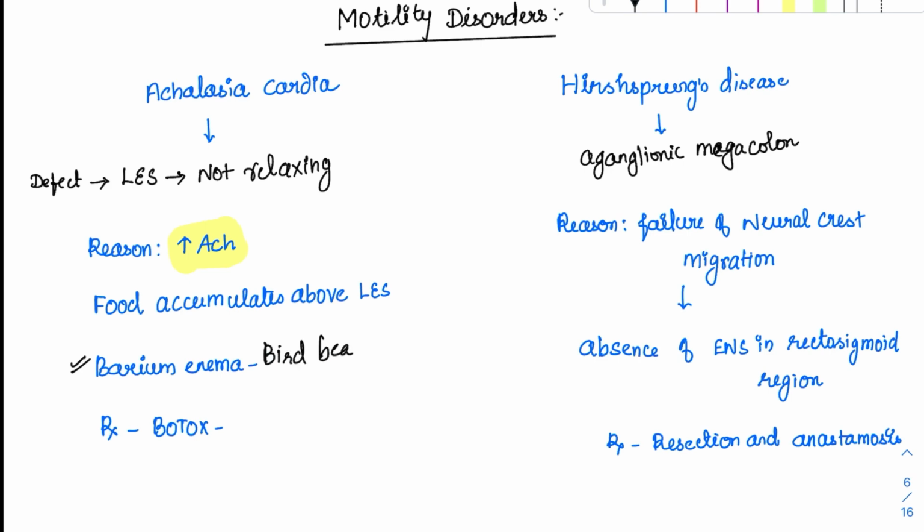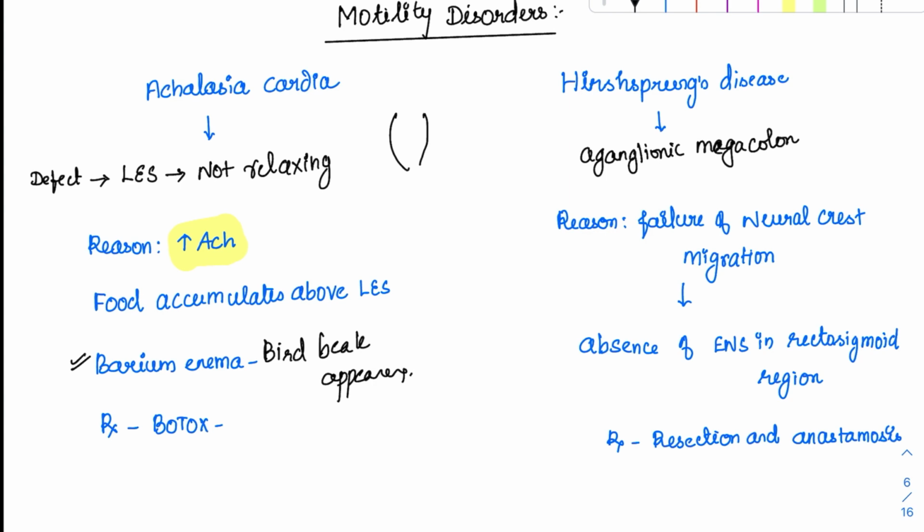Bird beak appearance. Why is this happening? Because of the failure of the lower esophageal sphincter. So the sphincter is not relaxing. This area will be constricted and the food will be accumulating above. So this region looks like a bird beak. That's why it is called bird beak appearance in barium enema meal.